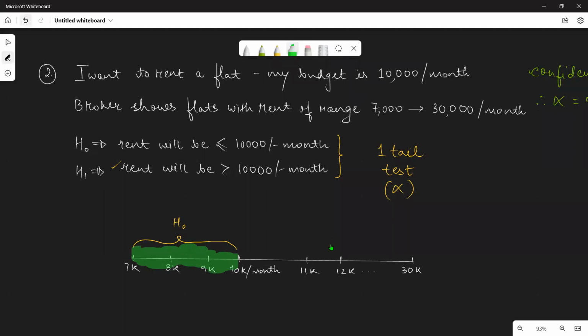So this part of our graph is showing H0. Now what do I want to do? I want to reject H0. That is the thumb rule which we have understood: always we try to reject H0. So in order to reject H0, in which direction should I go? In this direction or in this direction? Obviously in this direction. In order to reject H0, I will go in the right direction. So this is a one tail test, fine. But what sort of one tail test? Right tail test. Agree?